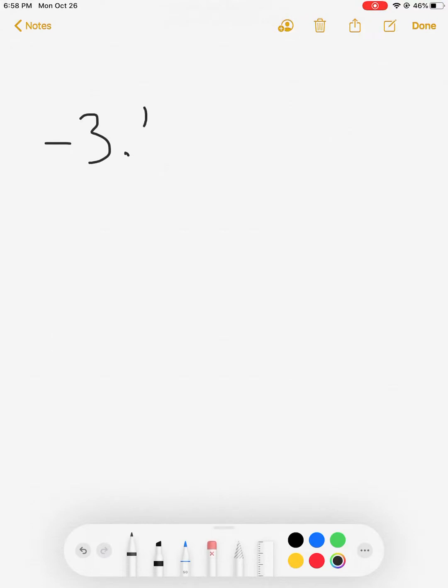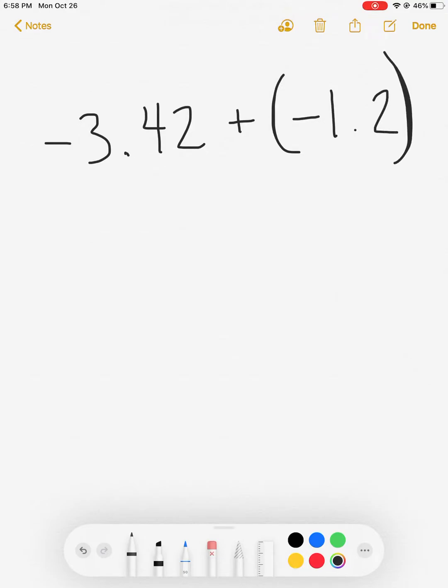-3.42 plus -1.2. A reminder that when we're adding two negatives, we add just like we would two positives, but our answer stays a negative because we're combining negatives together.